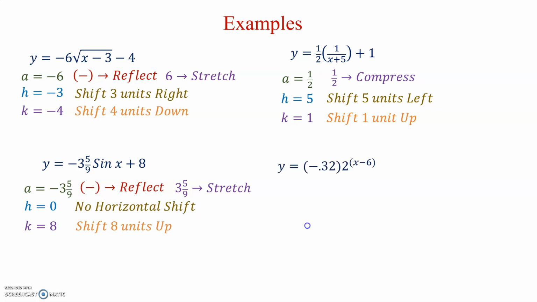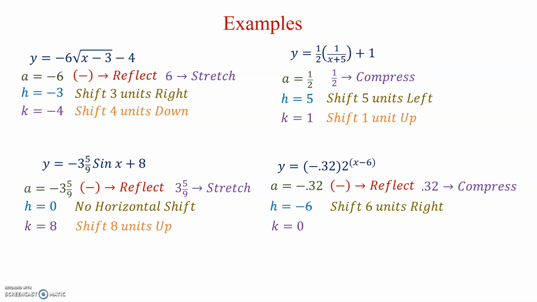Last one. We have an A. We do have an H because we do have a grouping symbol, and there's no K. So the negative tells us to reflect. The 0.32 is a compression because it's between 0 and 1. That -6 is inside the parentheses, so shift 6 to the right, and there is no vertical shift.